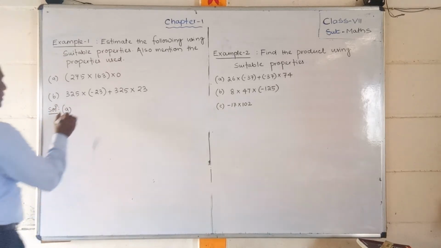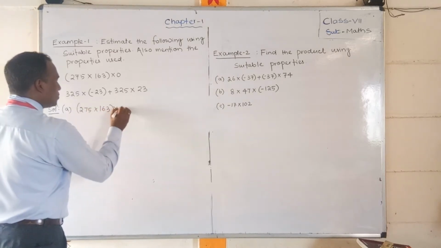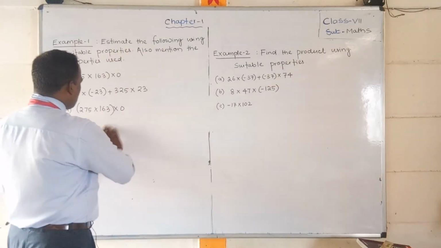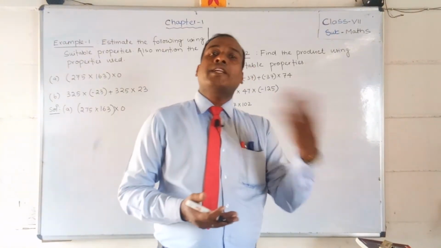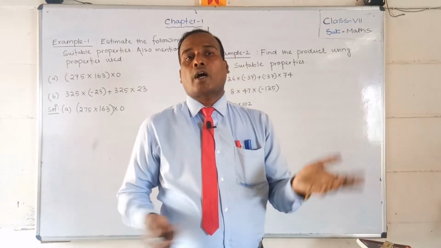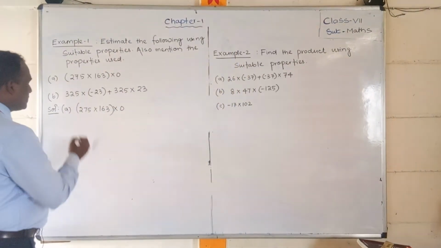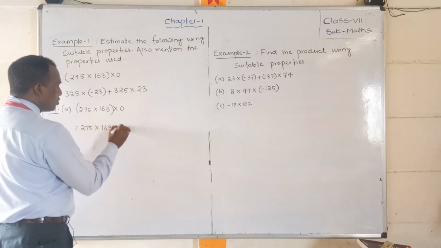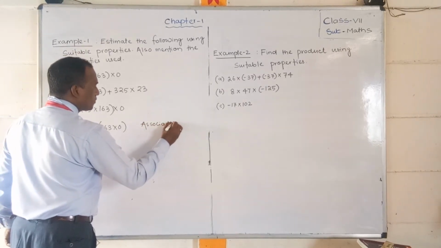First question given: 275 into 163, whole bracket, into 0. Okay students, observe that according to the associative property we can multiply any integers in any order. Three integers we can multiply in any order. If we change the position, the value is unchanged. So first I will write 275 into 163 into 0. This is called the associative property.